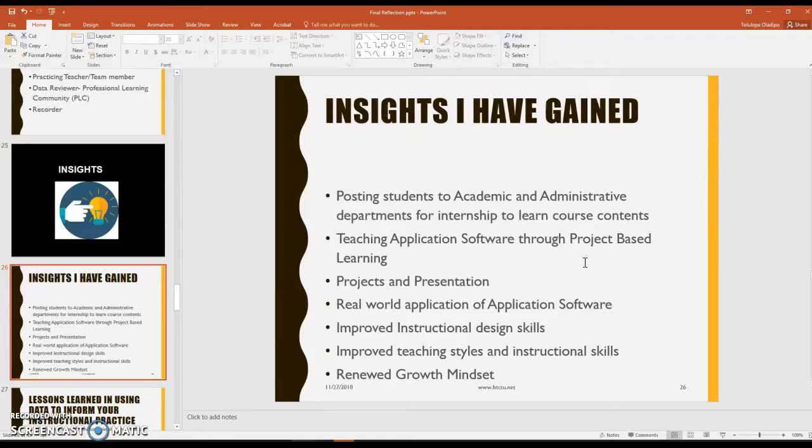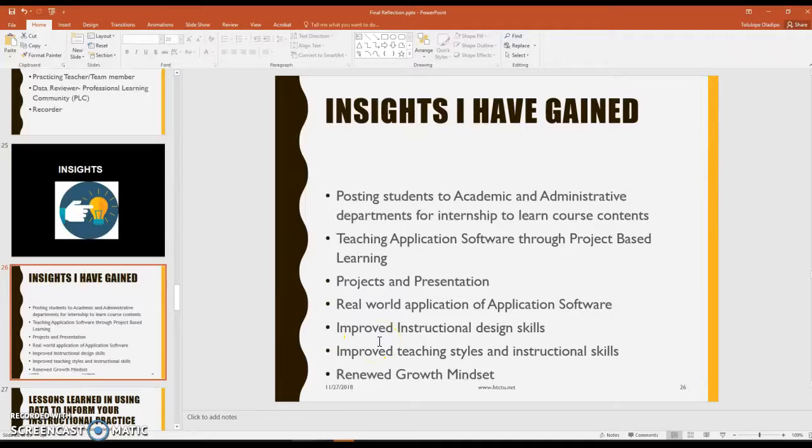In this case, students had real-world projects. They worked on projects and came up with some deliverables. Then there were projects and presentations in the classroom. These were insights I actually got from the whole process. And then improved instructional design skills.